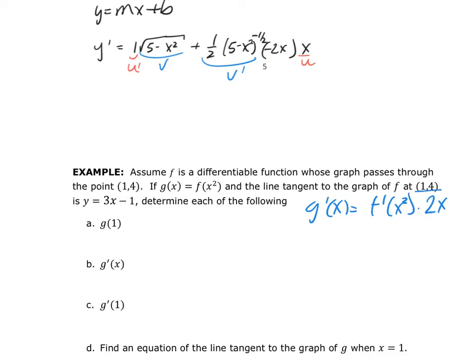Do I know my tangent line? Yes, I know my tangent line. So what is my slope? 3. So this thing has to equal 3, right? Do I know what my x is? 1. I'll leave you with that.